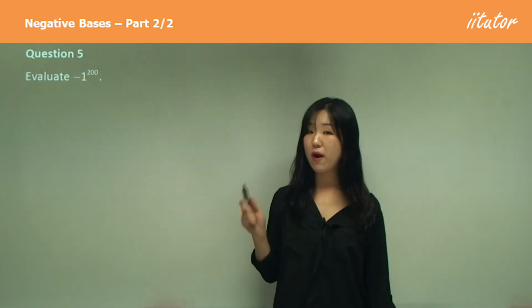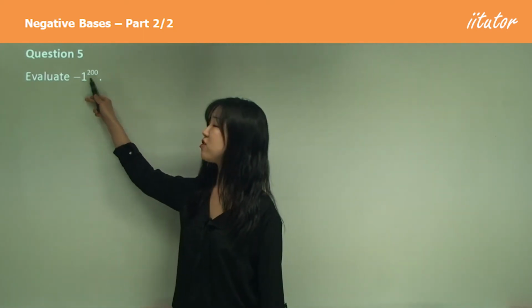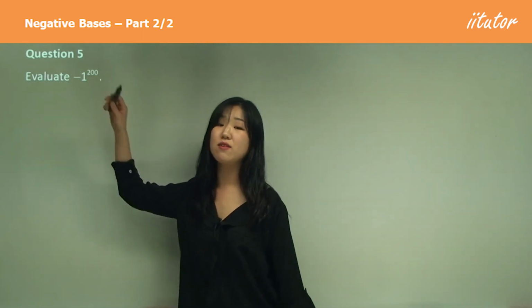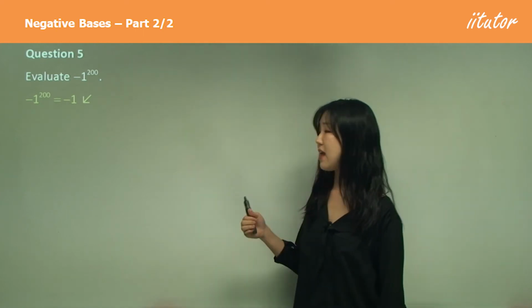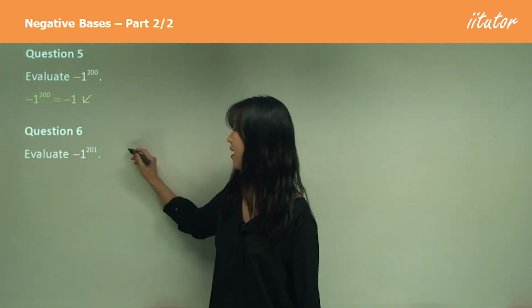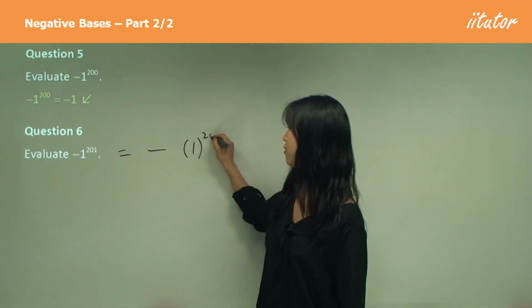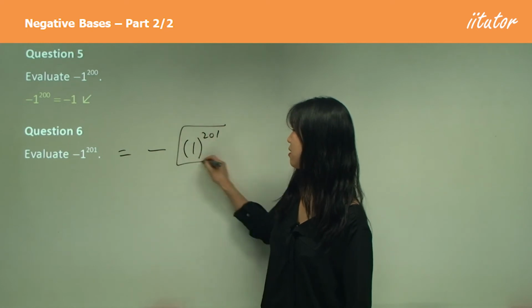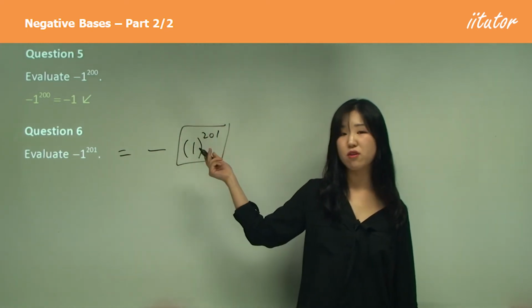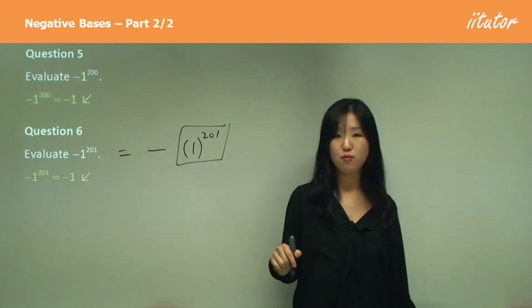Now this time, beware because there's no brackets here. So this time, it's only 1 to the power of 200 and the negative is still out the front. So it's going to be negative 1. Again, there's no brackets. So it's like negative out the front and then 1 to the power of 201. And this number here, what's 1 to the power of an odd number? 1 to the power of anything is 1. So the answer is just negative 1.